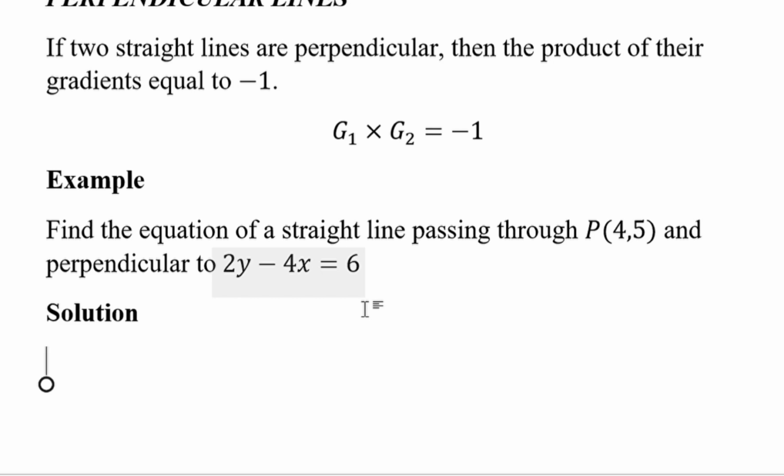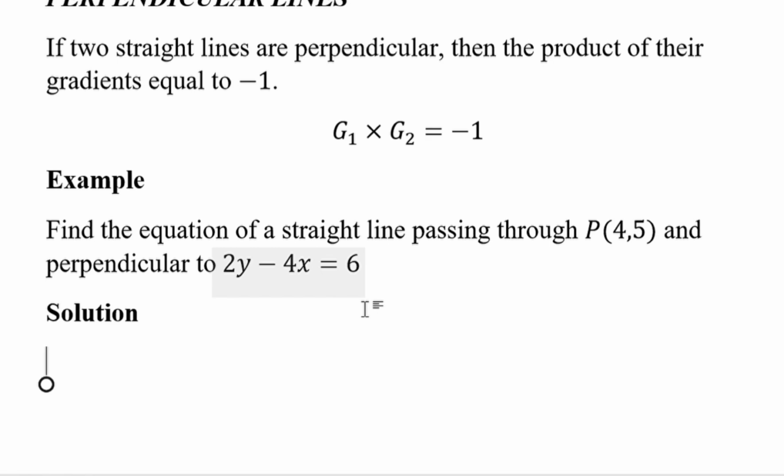One thing we know about perpendicular lines is that the product of their gradients is equal to negative 1, meaning if you take the gradient of one of the lines times the gradient of the other line, you will get a product of negative 1. So that is the logic we shall use here.